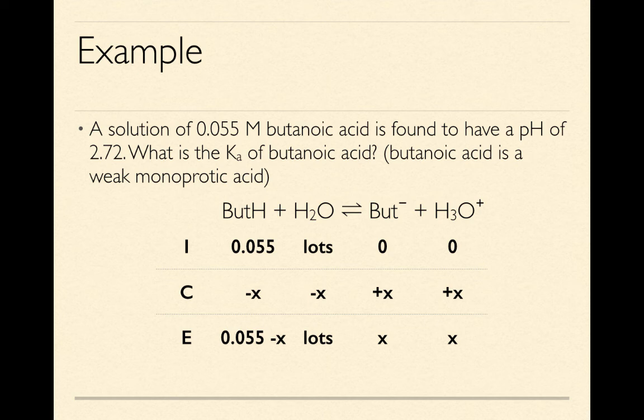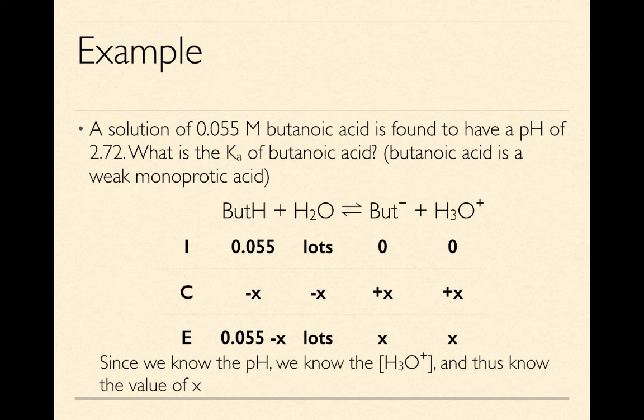So let's set up our ice box here, and so my initial concentration of the butanoic acid is 0.055. I don't have any of its counter ion and none of the hydronium. So I'm going to lose some of that acid, minus X. We just put minus X in for the water just because. And I'm going to gain X of the ion and gain X of the hydronium ion. And so I have my equilibrium concentrations there, 0.055 minus X for the acid, X for the butanoate ion, and X for the hydronium ion.